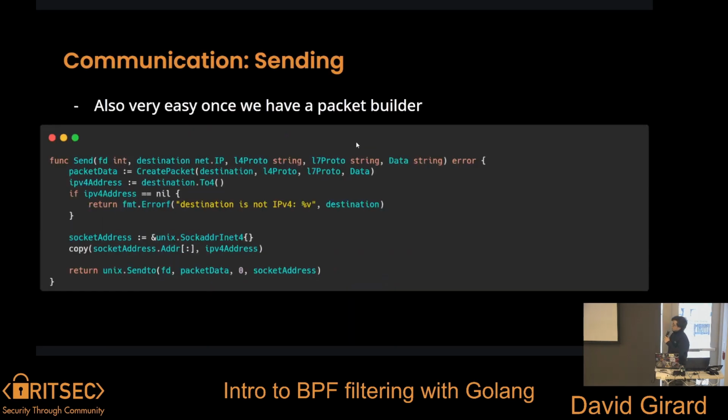And since we can build our packets, now we can expose send, where all we need is a file descriptor, so that's our socket for sending, a destination IP, the layer 4 protocol you want to send it as, because at this point TCP and UDP don't matter, and the layer 7 protocol, which also doesn't matter, but it'll help control the port, and then that can just send the packet.